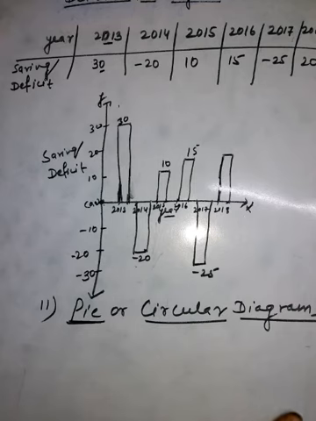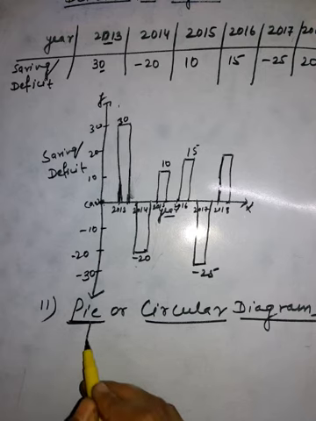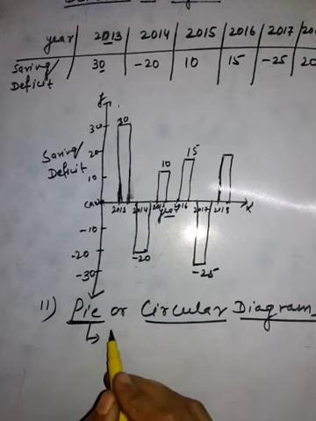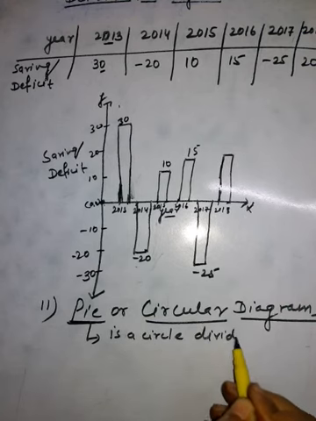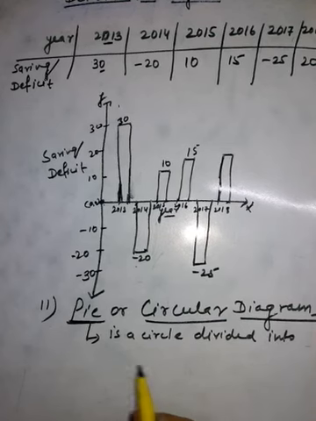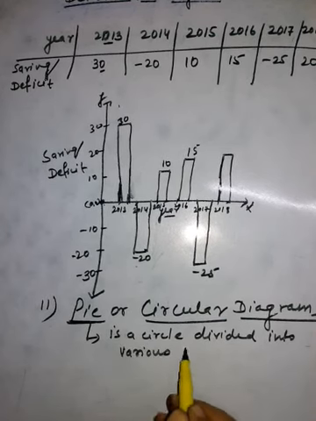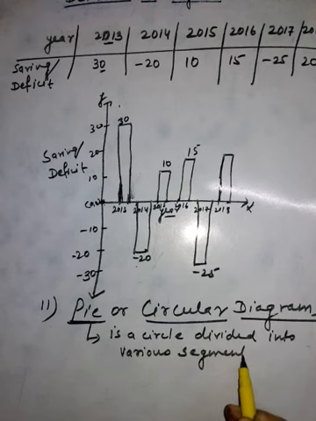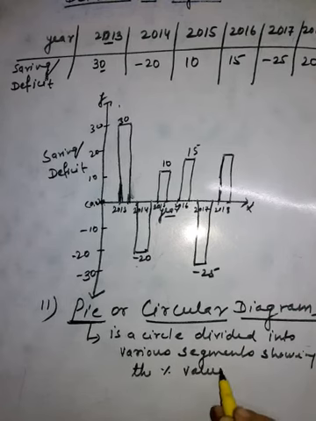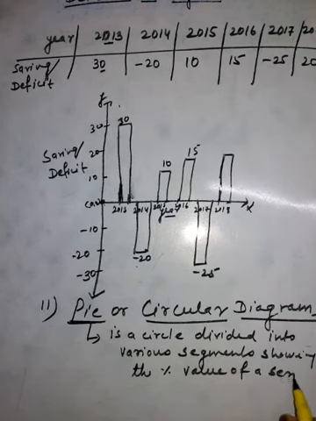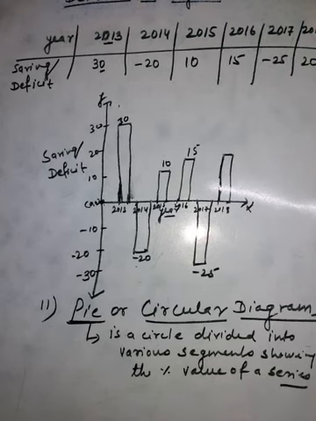Okay, there are various steps. With the help of these steps you can draw a circle diagram or pie diagram. First I am writing over here the definition, that is, pie diagram is a circle divided into various segments showing the percentage value of the series.